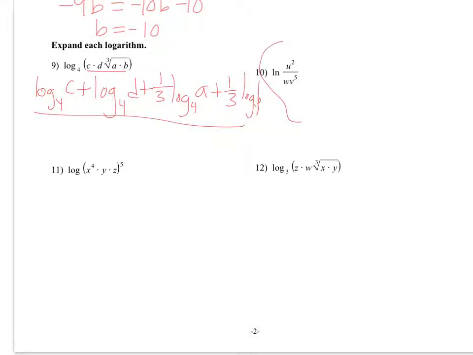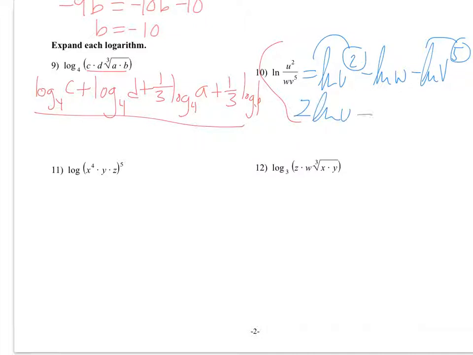For number 10, we're going to do a similar thing, but when we're dividing, we subtract the log expressions. I'm going to break this down a little bit more than I broke the last one down. So we're going to have ln of u squared minus ln of w minus ln of v to the 5th. Now I'm going to move these powers down in front. 2 ln of u minus ln of w minus 5 ln of v.